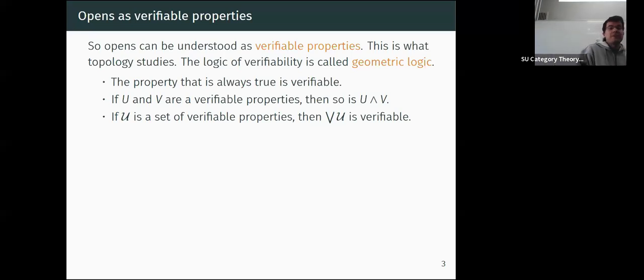Now, also, if we have an arbitrary set of verifiable properties, then their disjunction is verifiable. So how does this work? Well, in order to verify a disjunction, the disjunction is true. So if the disjunction is true, it must mean that one of the things in the disjunction is true. And then we can just verify that one, and that will verify the entire disjunction.